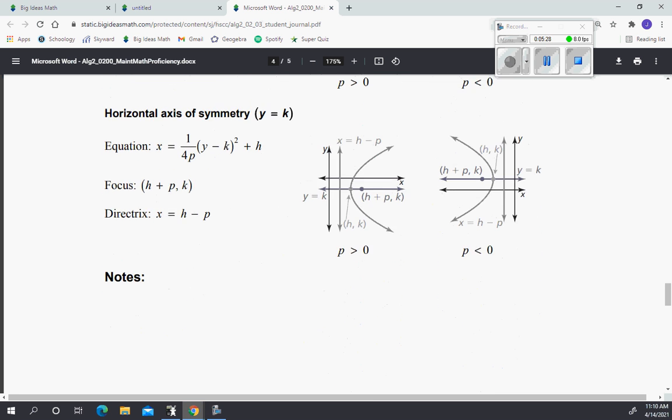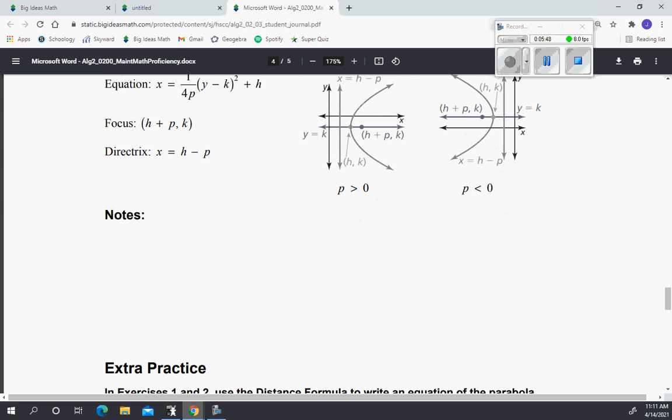Down below, when it's y squared, notice what changes. Still do 1 over 4p, but now we have h plus p. So now we're even going further to the right or left, which makes sense because our parabola opens to the right or left. If you're confused, it's okay. We're going to get through it together.